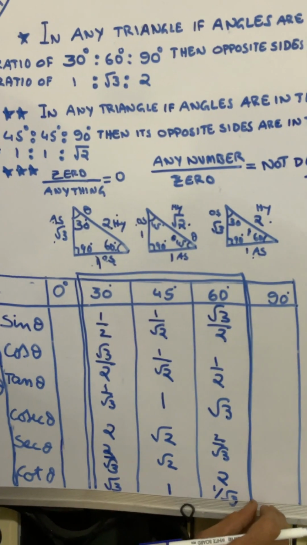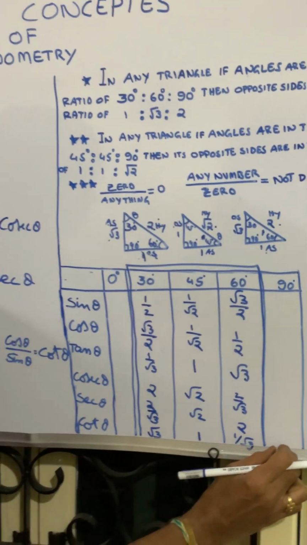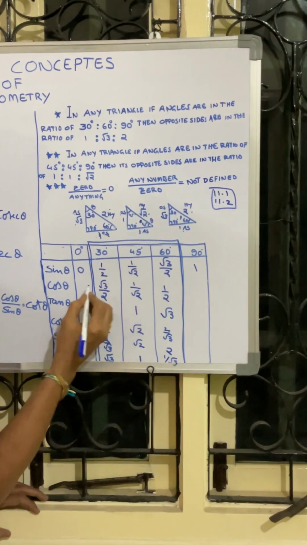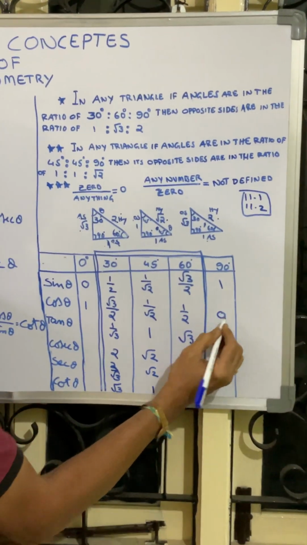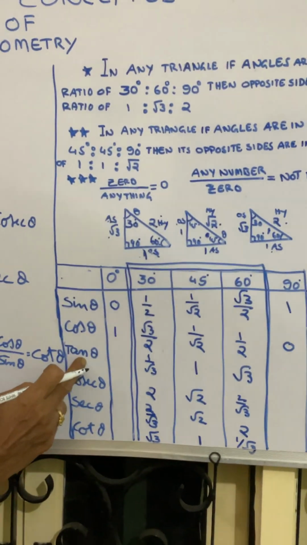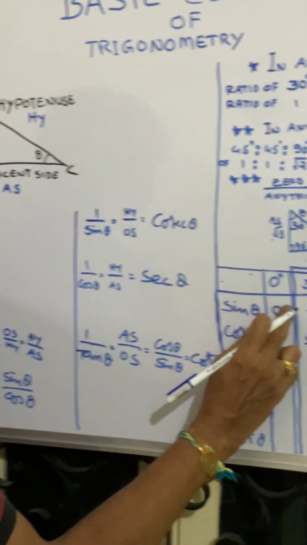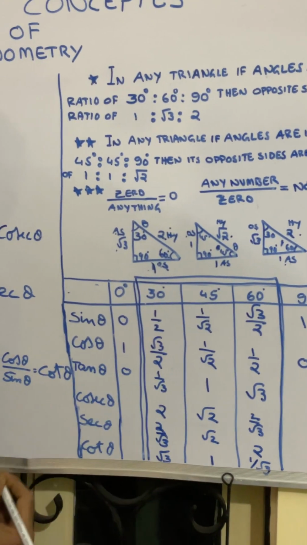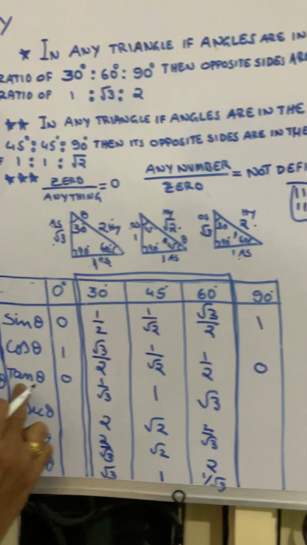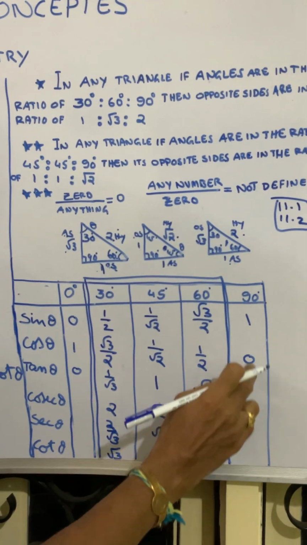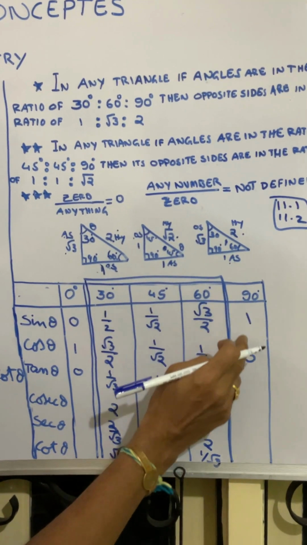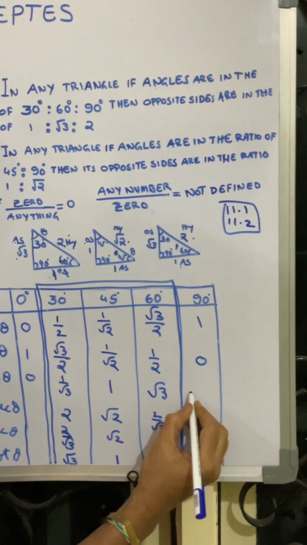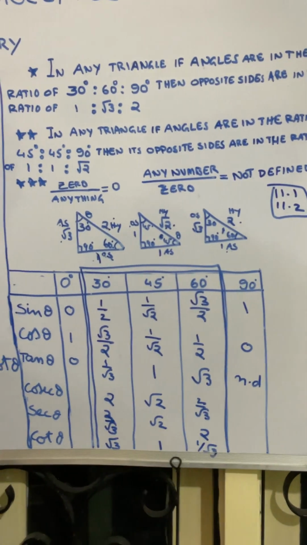For these two columns, we had 12 values. Here sine 0 is 0, cos 0 is 1, sine 90 is 1, cos 90 is 0. Tan is nothing but sine by cos. So 0 by 1, 0 by anything is equal to 0, so tan 0 becomes 0. Here tan 90 degrees is sine 90 by cos 90, so 1 by 0. 1 by 0 is not defined, so this is not defined.